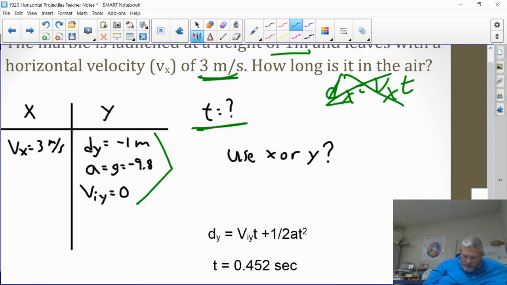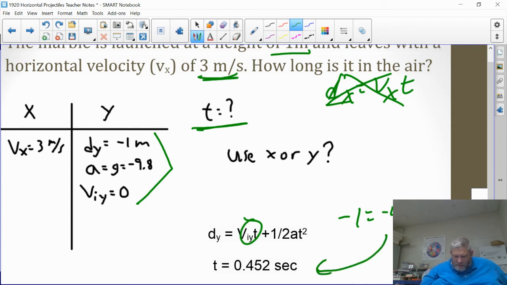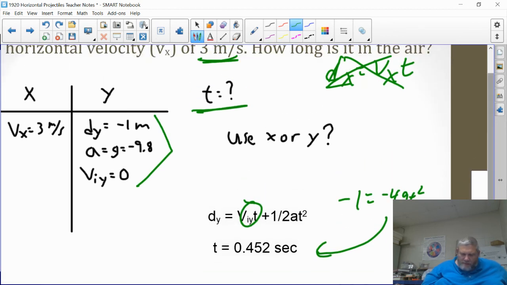I can use dy equals Vi t plus 1 half a t squared. Again, that first part is 0, so it's 1 half a t squared. And this is the same problem that we did earlier. Negative 1 is equal to negative 4.9 t squared. And we solved for t and got 0.452 seconds. Hope you remember that from before.